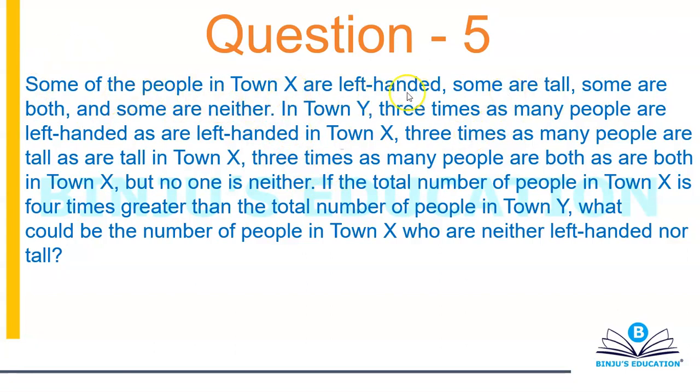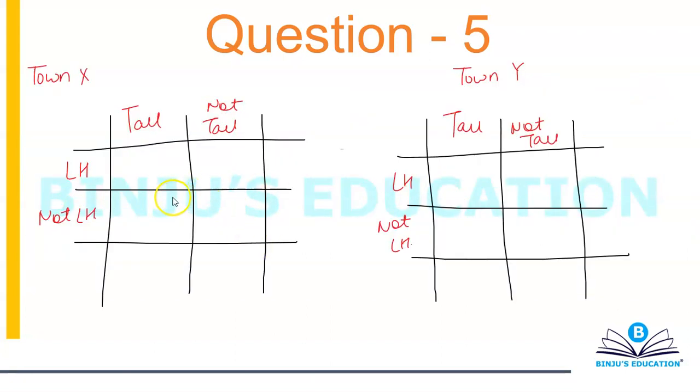Some of the people in town X are left-handed, some are tall, some are both, and some are neither. So in town X, I have left-handed, tall, both, and neither also. In town Y, 3 times as many people are left-handed as are left-handed in town X. That is, if I take the left-handed for town X to be A, the left-handed for town Y will automatically become 3A.